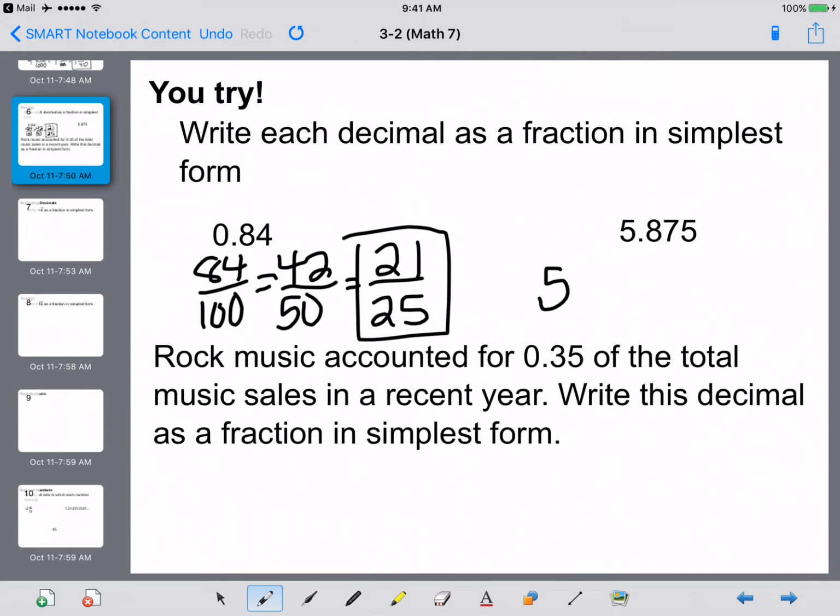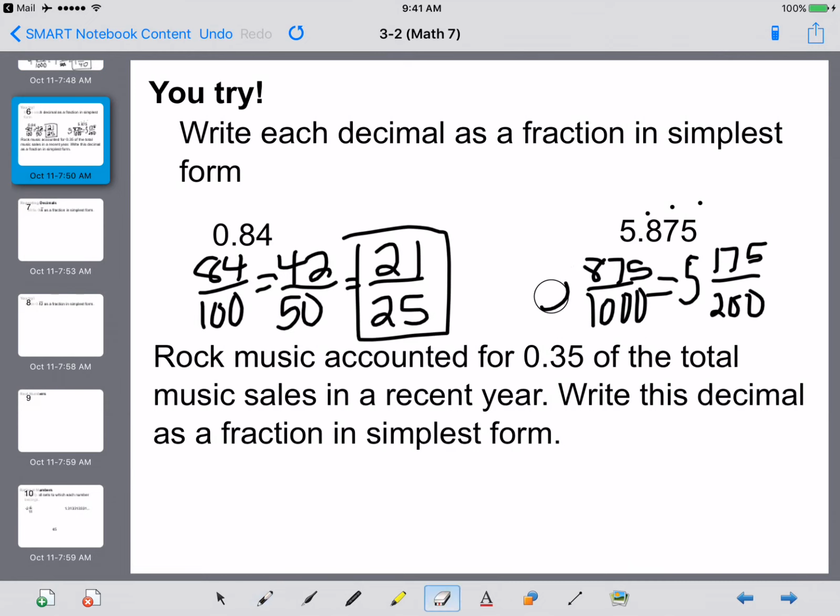Here we have 5 and 875 over a thousand: tens, hundreds, thousands. Start breaking her down. I'm going to try 15 here. Doesn't work. So 875 divided by 5 is 175, and 1,000 divided by 5 is 200. Now I can divide by 5 again. So 175 divided by 5.